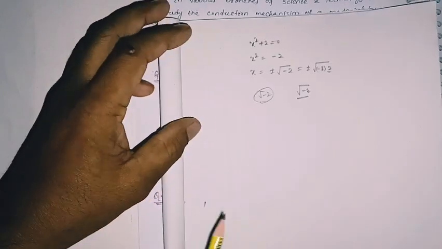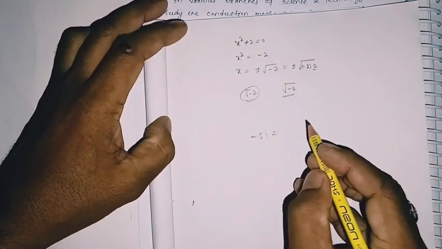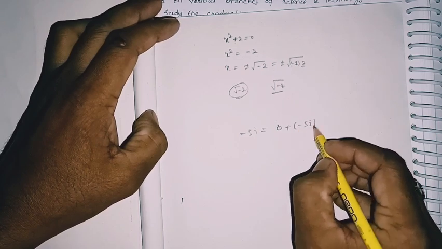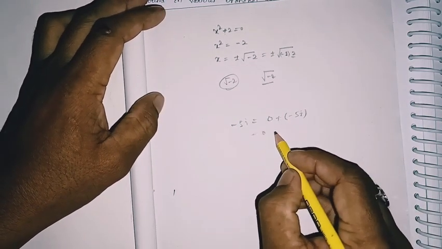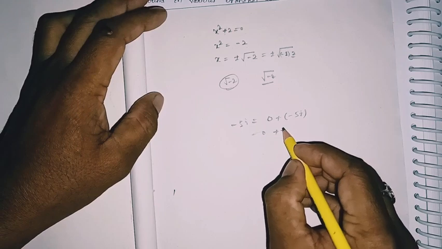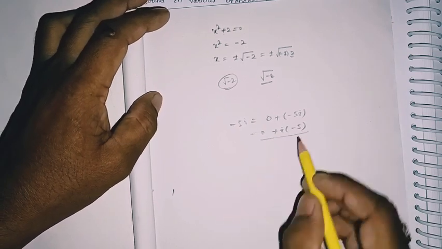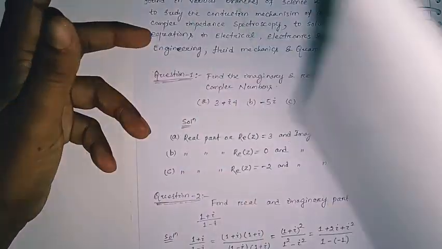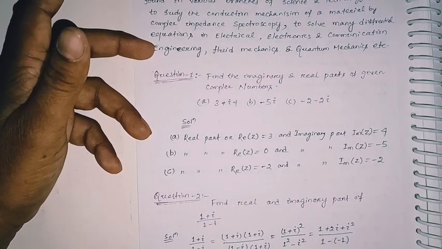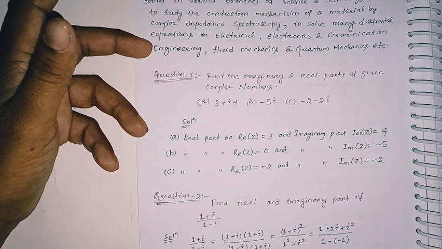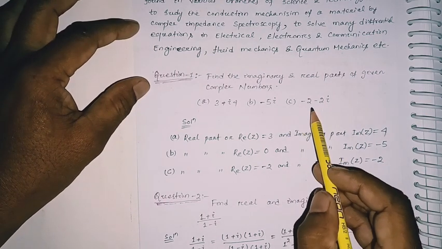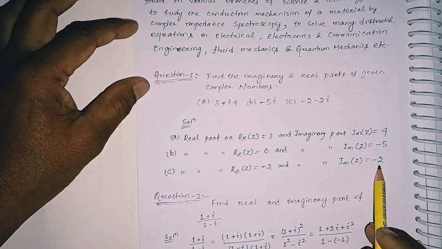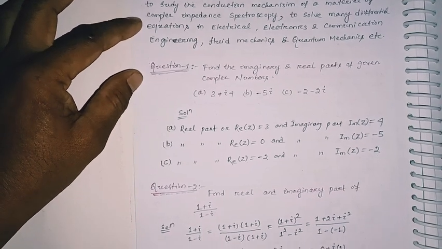That means minus 5i can be written as 0 plus minus 5i, or 0 plus i into minus 5. So here the real part is 0 and the imaginary part is minus 5. Okay. Likewise, for the third one, the real part will be minus 2 and the imaginary part will be minus 2 also.